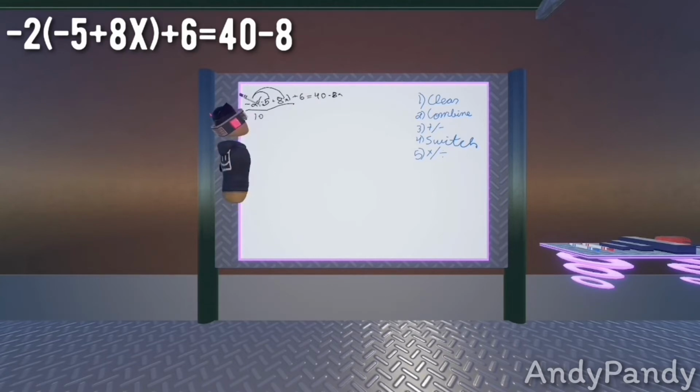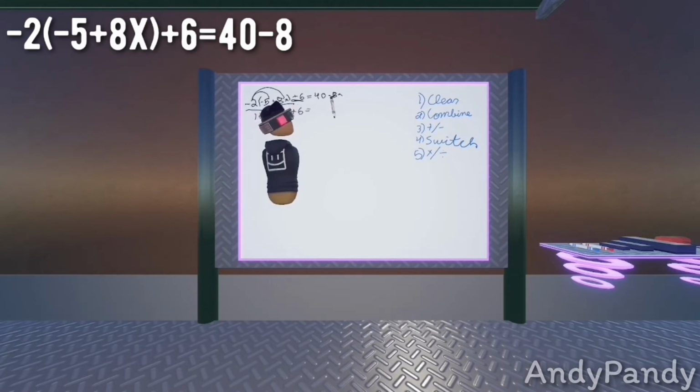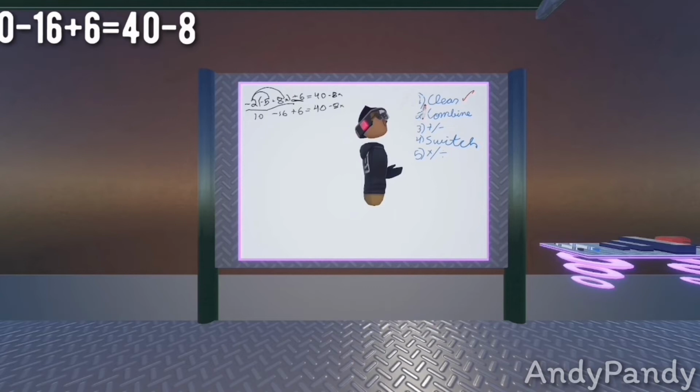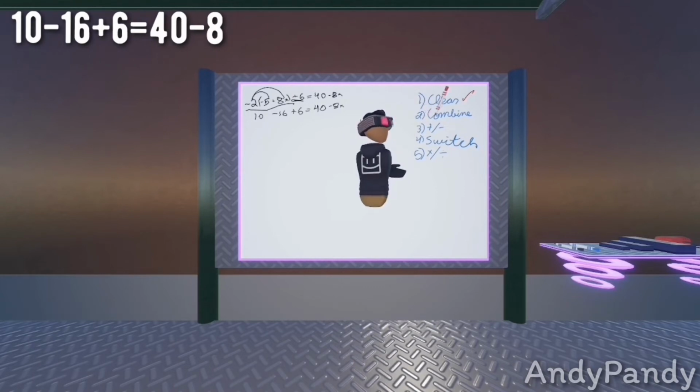-2 times +8 equals -16. Right here, the 6 is alone, so we just bring it down. And on the left side, there's no parentheses, so we leave that alone and bring it down. Got the clear part down, and now we gotta combine all the terms on each side.